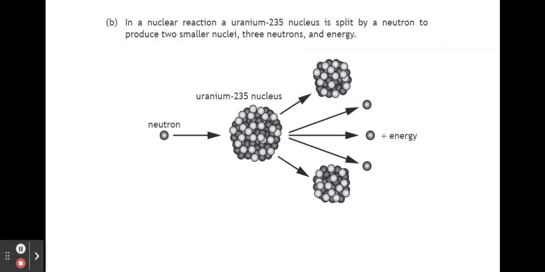Part B. In a nuclear reaction, a uranium-235 nucleus is split by a neutron to produce 2 smaller nuclei, 3 neutrons, and energy. Explain how a single reaction can lead to the continuous generation of energy.